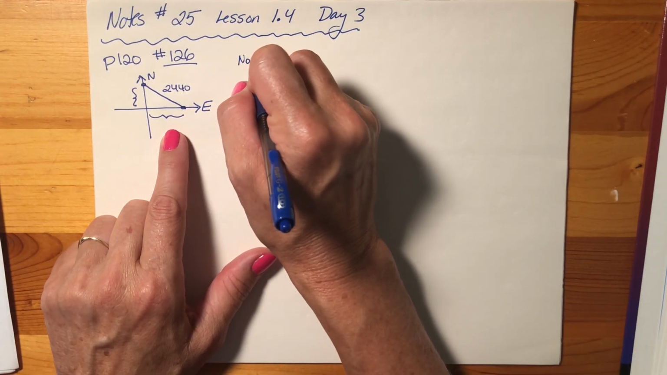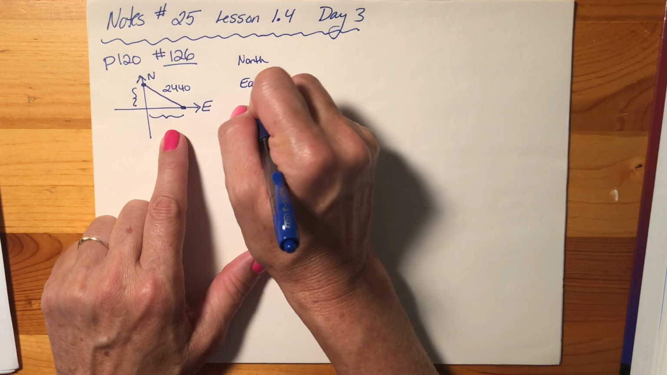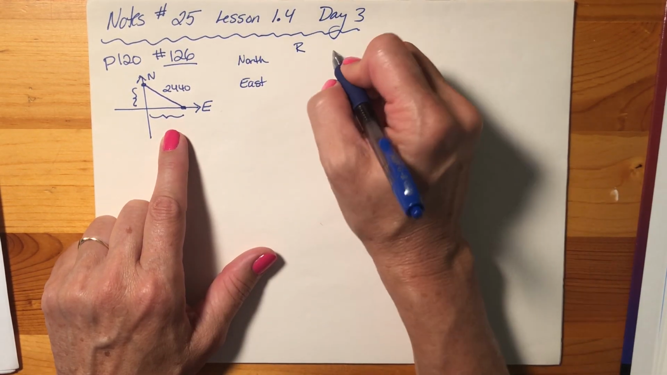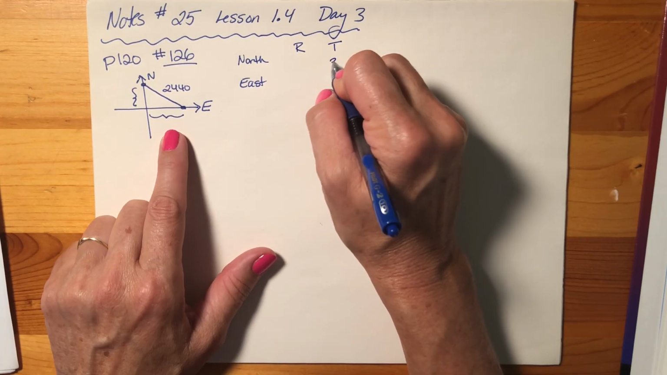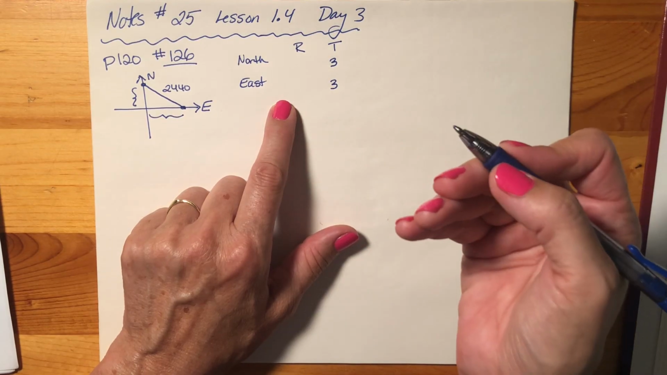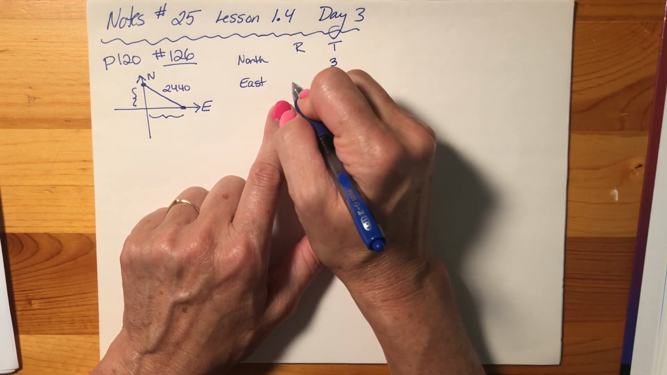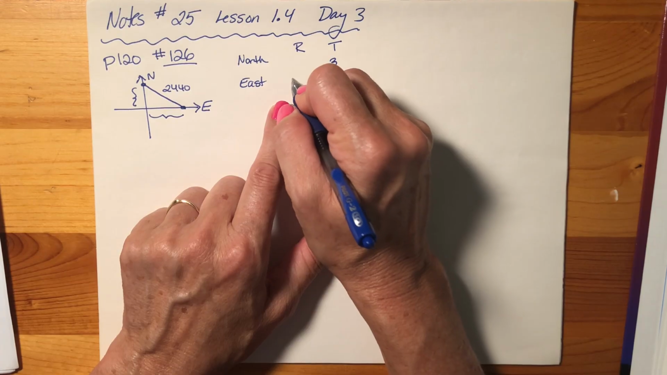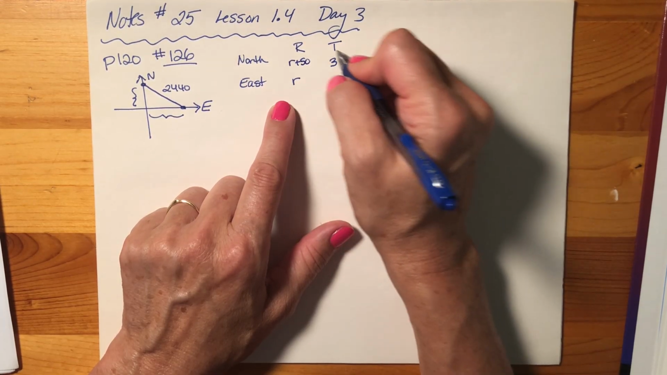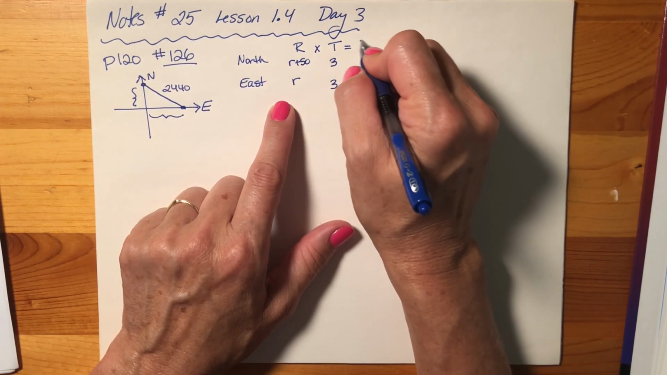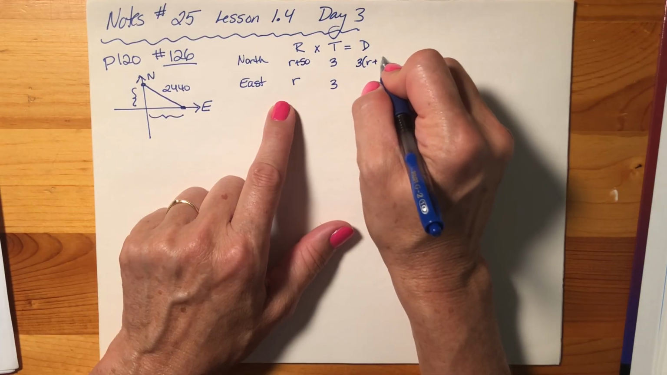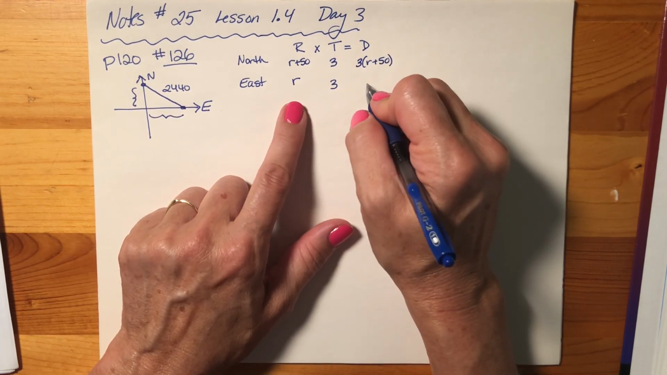Let's say I have a north plane and an east plane. I don't know my rate, but I do know my time. My time for both planes is 3 hours. My rate: the northbound plane is going 50 miles an hour faster than the other one. So if I call my east plane's rate R, then the north plane is R plus 50. Rate times time is equal to our friend distance. So that's going to be 3 times R plus 50, and the distance of the eastbound plane is 3R.